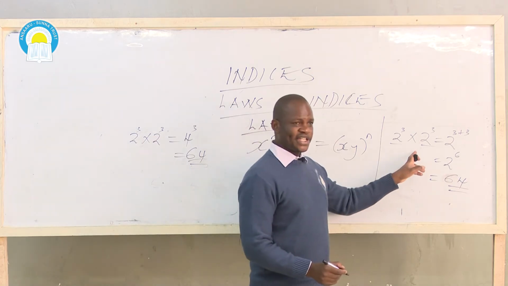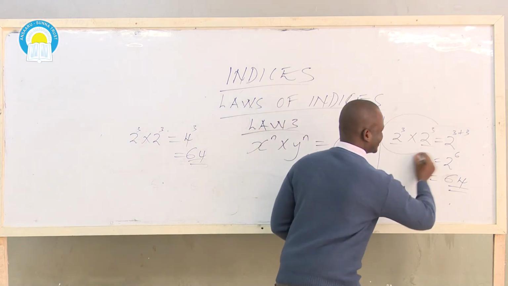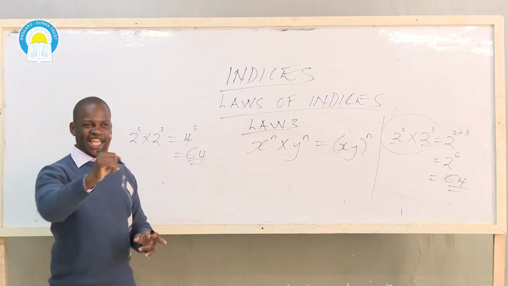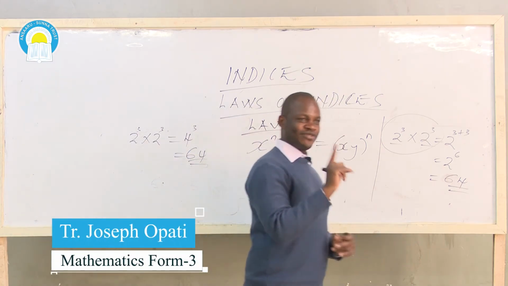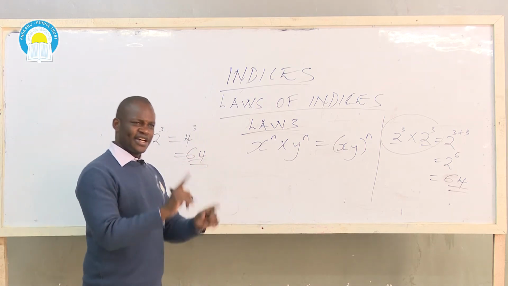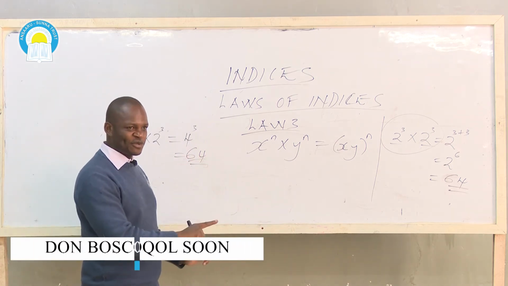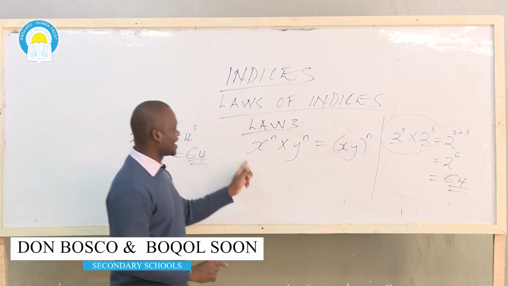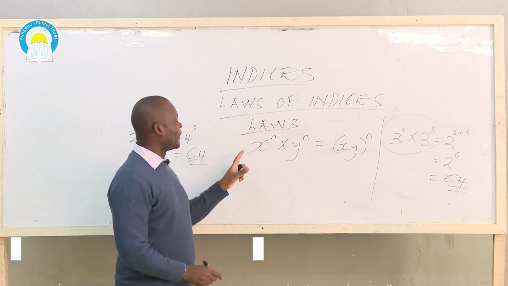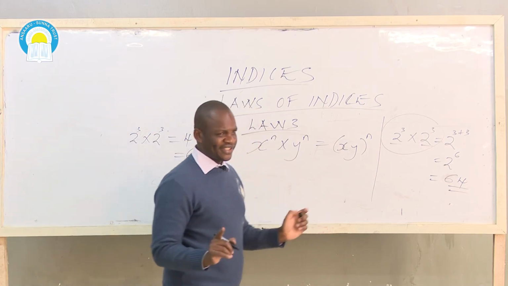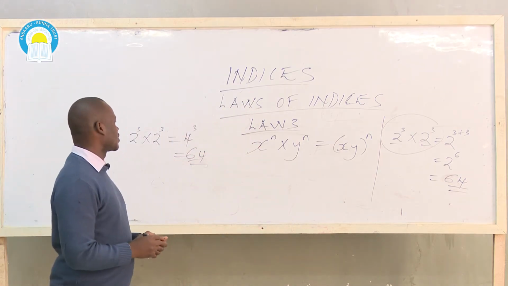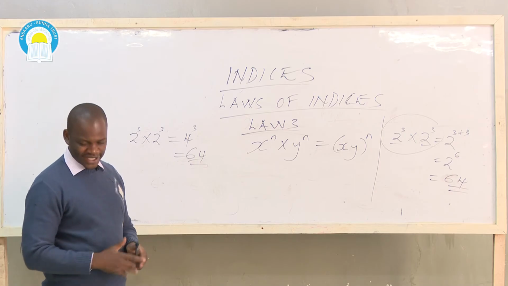So we're saying when you have such a case, you can either apply the first law or the third law. So the first law was a law of multiplication having the same base. The third law, a law of multiplication having the same power. Is that okay? Now we can go to the fourth law.